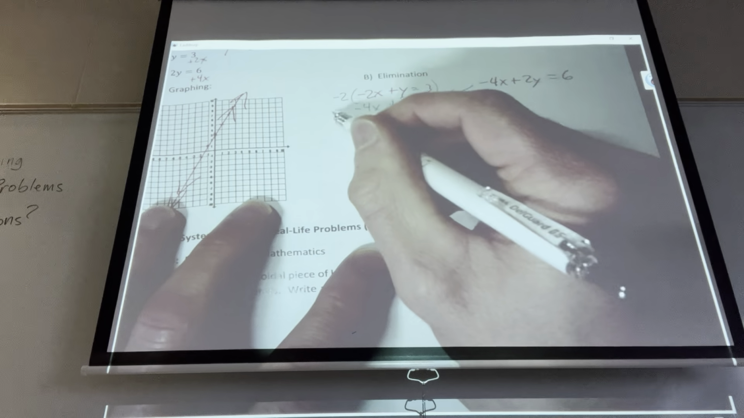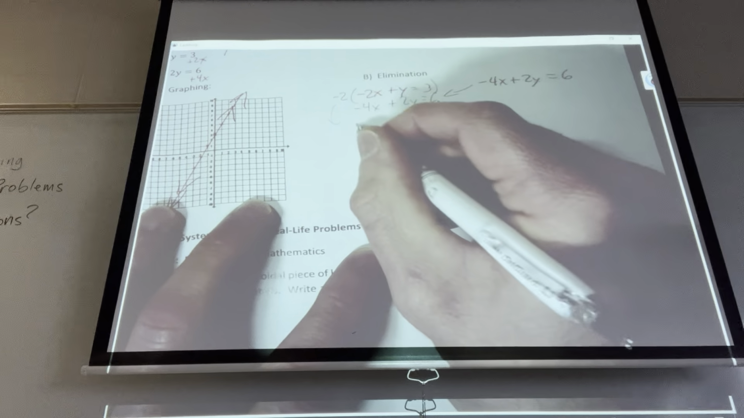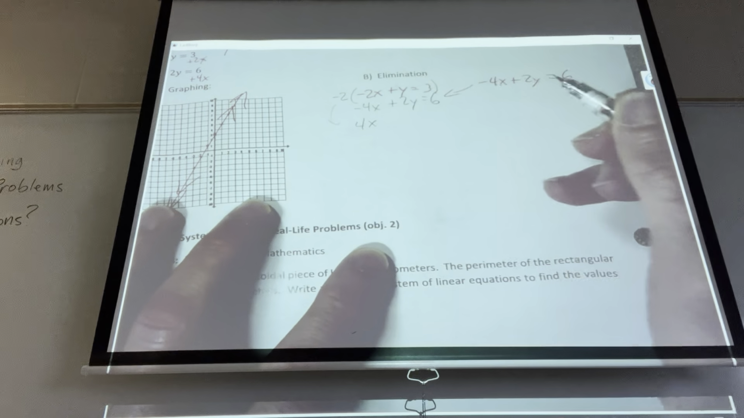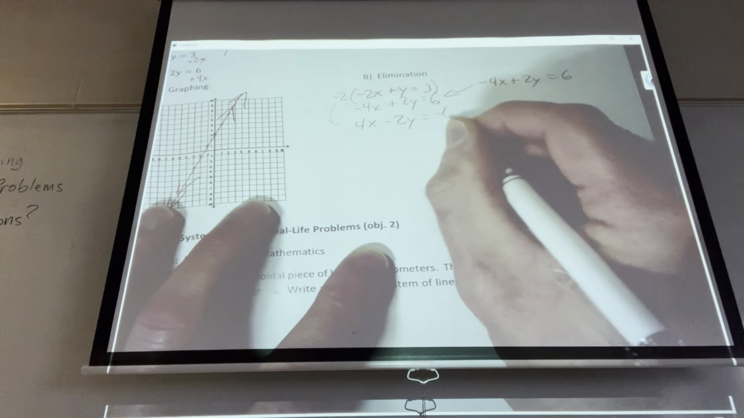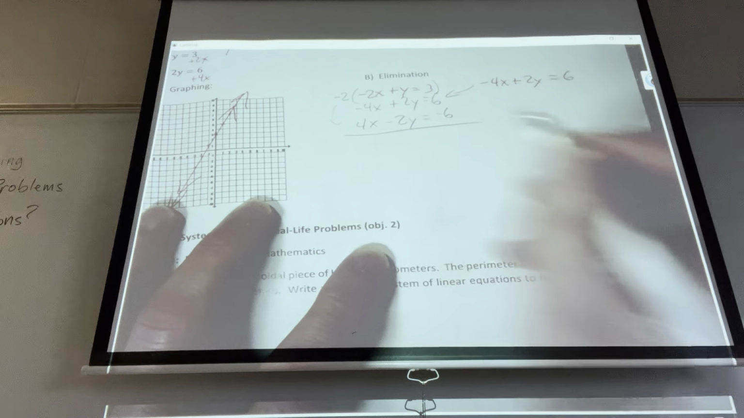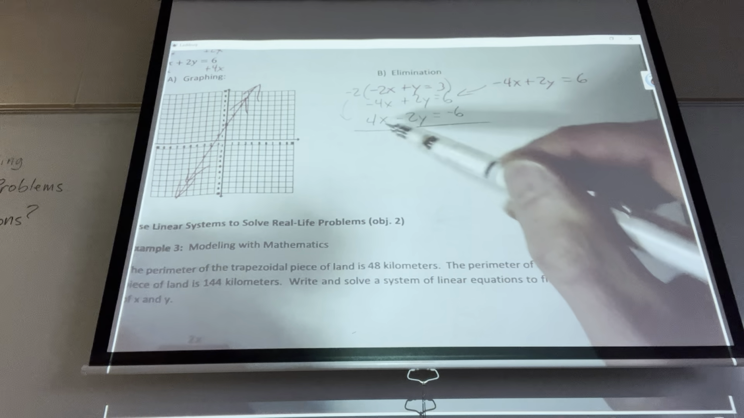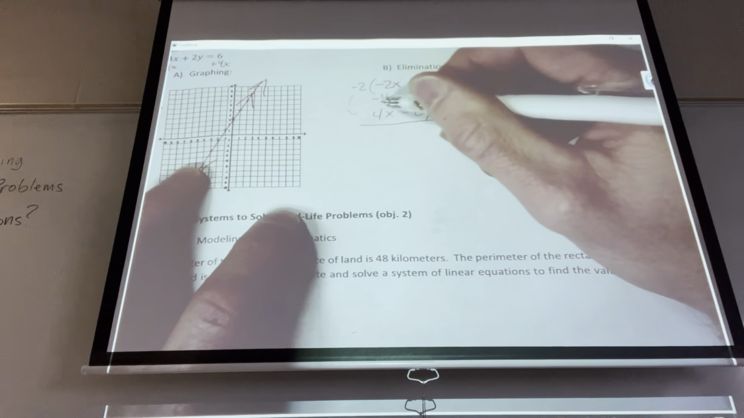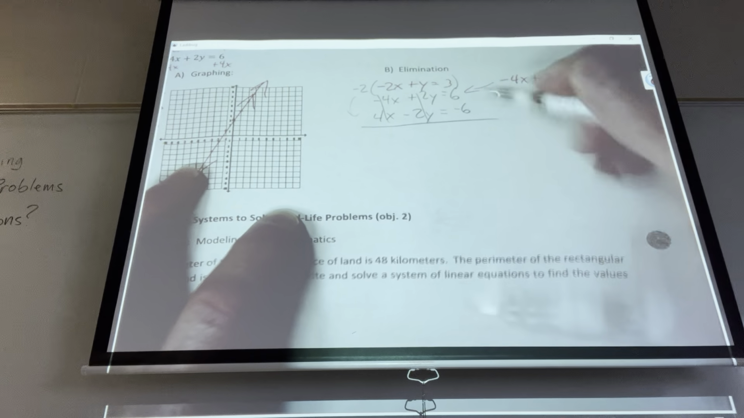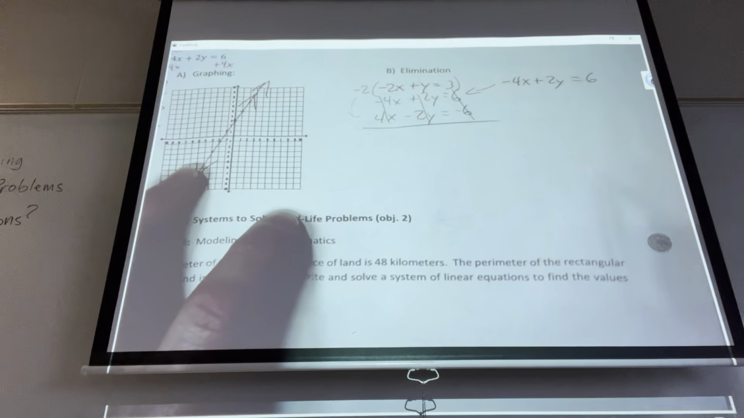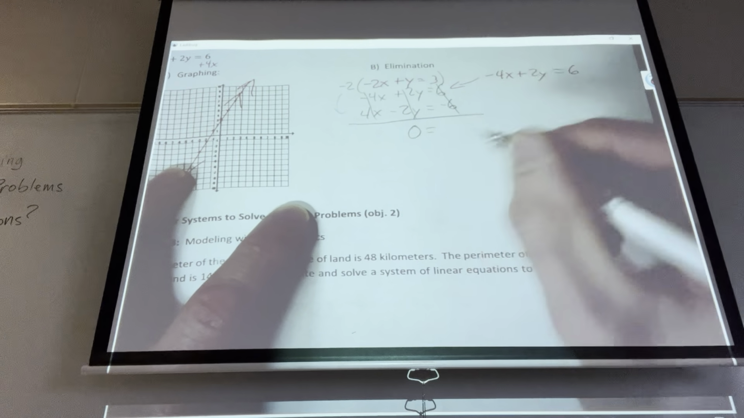So I'm going to rewrite that down here when I distribute. I'm going to get a 4x minus 2y equals negative 6. And now, class, I can add these up. But what happens to the x's? They go away. What happens to the y's? They go away. What happens to the 6's? They go away. And class, if everything goes away, what we have is 0 equals 0.